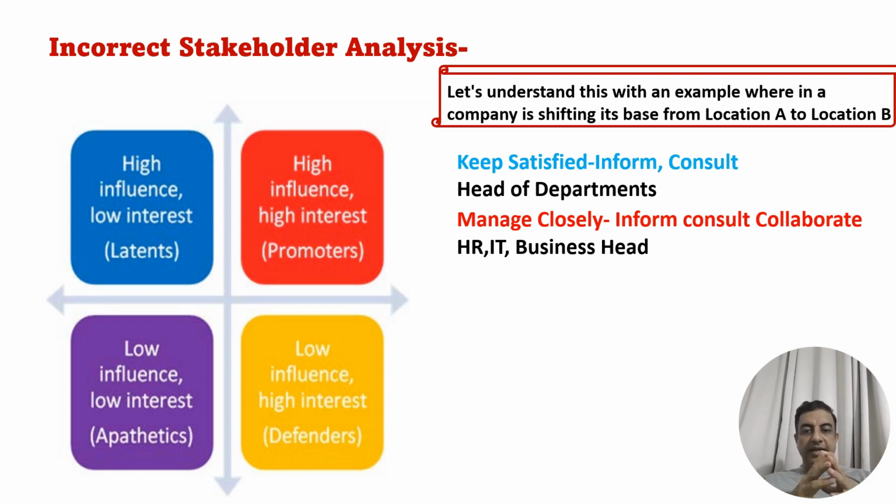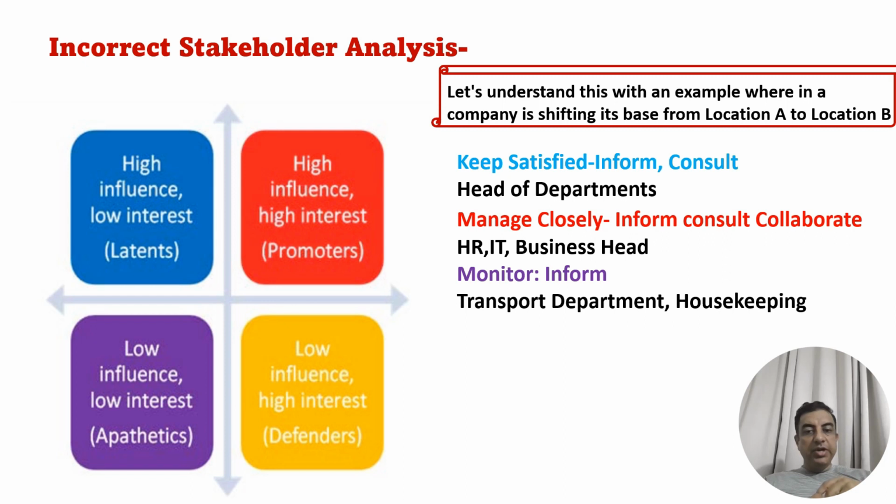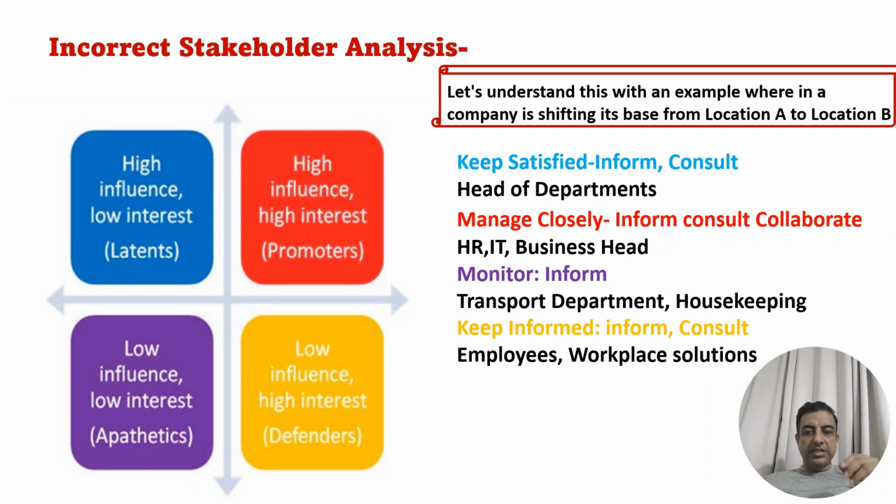There would be the IT department because there is a lot of IT infrastructure that you have to set up. If it is a factory which is moving, then there would be a lot of mechanical engineers who would be part of this project, and there would be business heads. You need to monitor and inform. The transport department and the housekeeping department are low on influence and low on interest. And the last stakeholders, whom you need to keep informed, are low on influence and high on interest, for example, employees and workplace solution teams.